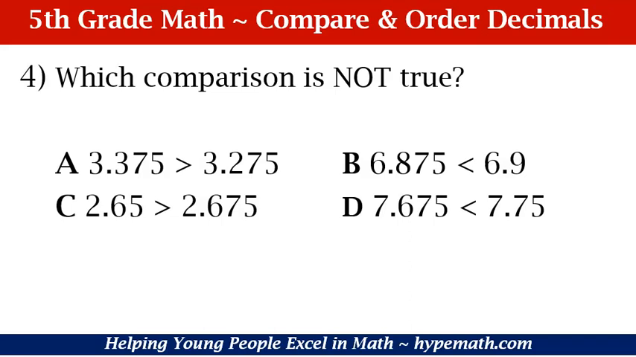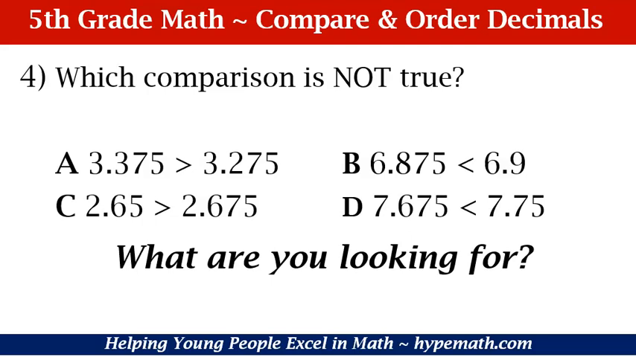Not true. A, 3.375 is greater than 3.275. B, 6.875 is less than 6.9. C, 2.65 is greater than 2.675. And D, 7.675 is less than 7.75.